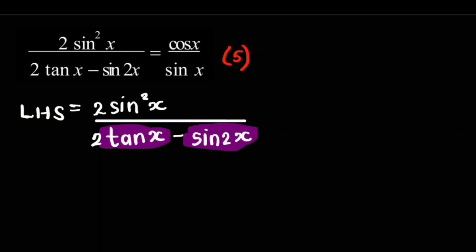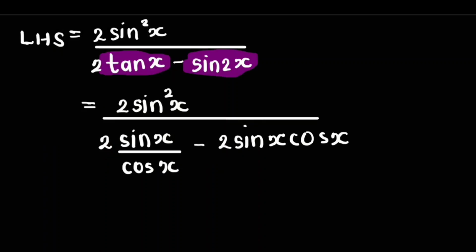So here's what we're going to do. Let's start off by expanding tan as sine over cos and expanding sine 2x as 2 sine x cos x. So here I've expanded the denominator, both terms. We have 2 times sine x over cos x and then minus 2 sine x cos x. Now what we notice is that both terms in the denominator contain 2 sine x. Let's pull that out as a common factor.